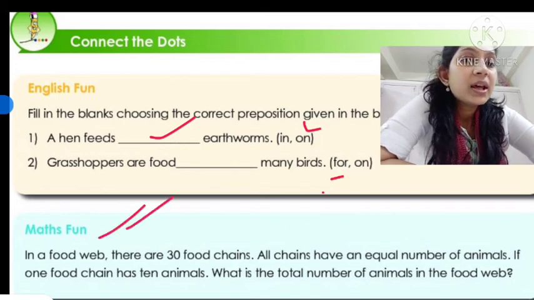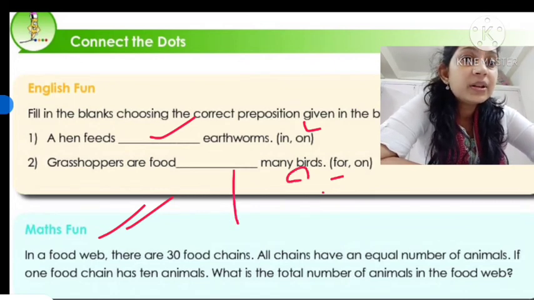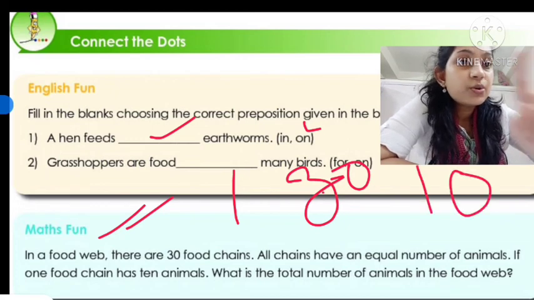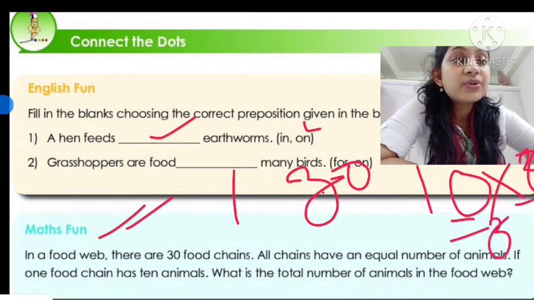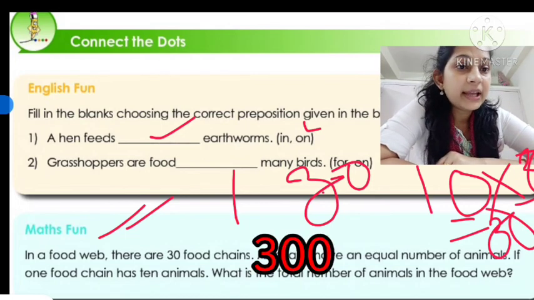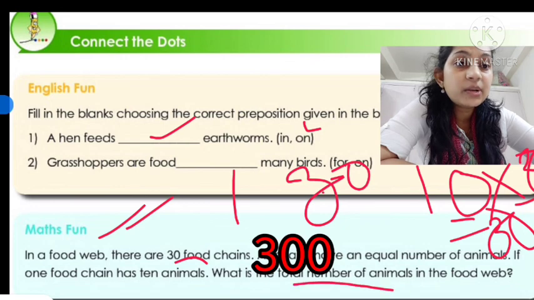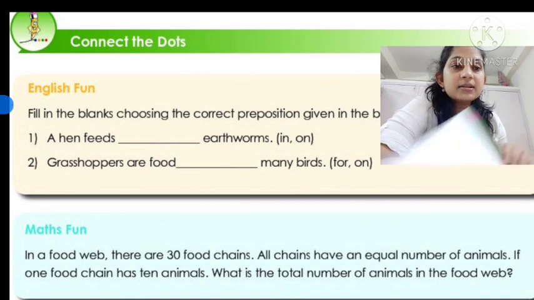In a food web there are 30 food chains. All chains have an equal number of animals, and in one food chain there are 10 animals. So one food chain, 10 animals, and how many food chains are there? 30. So it will be 10 into 30, that is equal to 300 animals. Can you imagine? 30 food chains with 10 animals each, the total number of animals will become 300. Okay, so these were a few last things of this chapter.